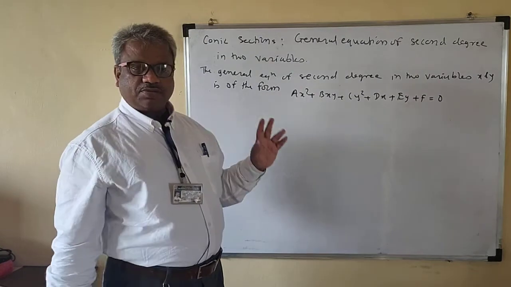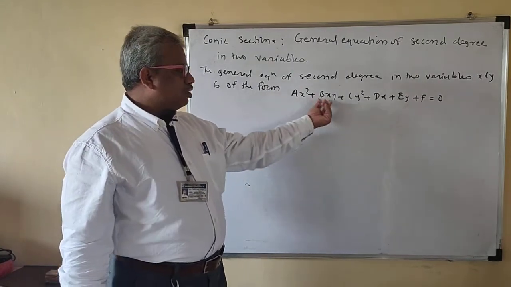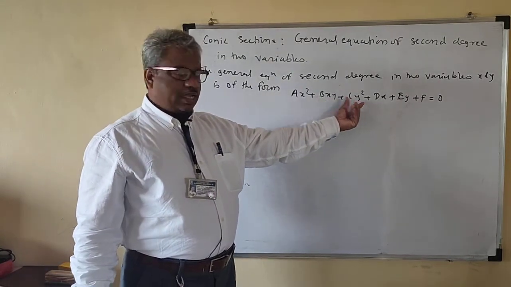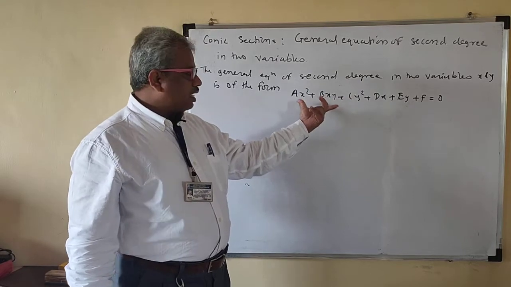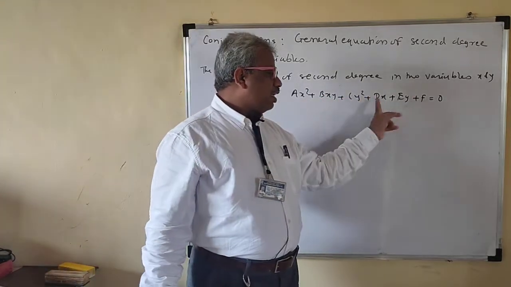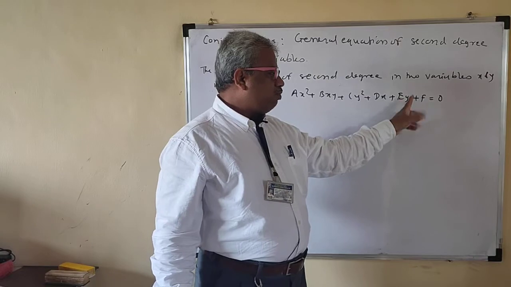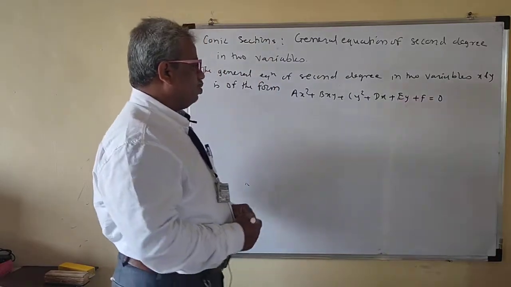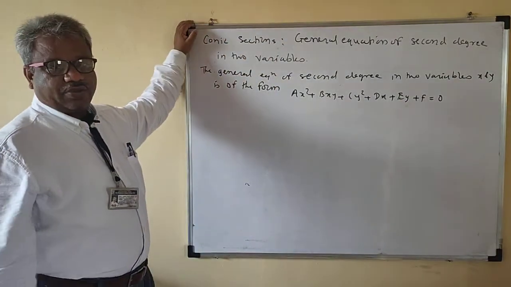See, all the types of terms are there. x square, then the product term xy. First three are the second degree terms. Then dx plus ey is the linear term, plus f is equal to 0. So this is the general second degree equation.